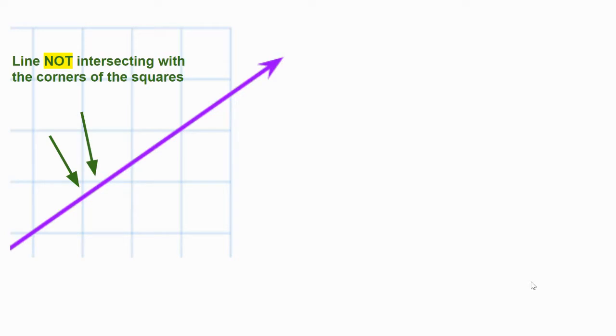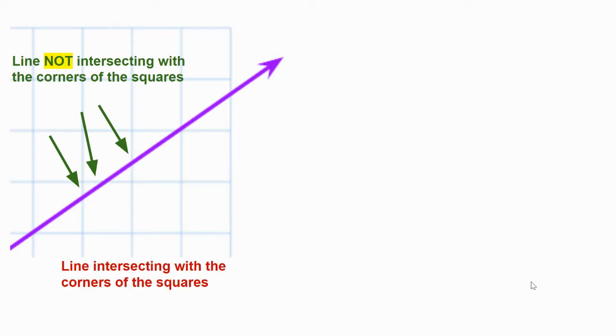Here, it's intersecting one of the horizontal lines. Remember, it's not at the corner yet. It's close, but it's not on the corner. Even here, it's intersecting a vertical line, but not both. It's not on the corner. So these are not the places we want to be looking when we're trying to figure out our slope.